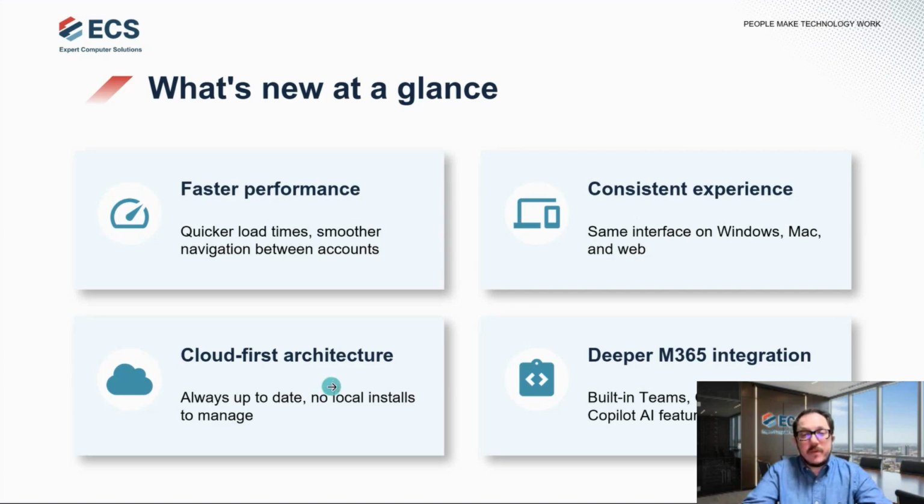It is cloud first architecture. So we'll kind of dive into this a little bit as well. It relies on you having a reliable internet connection, and it doesn't automatically download all of your messages. They are stored in the cloud and you access them as you need to. And then last but not least, it has deep Microsoft 365 integration. What that means is that it's now more deeply integrated with Copilot AI and with other Microsoft functionality than the classic version was.